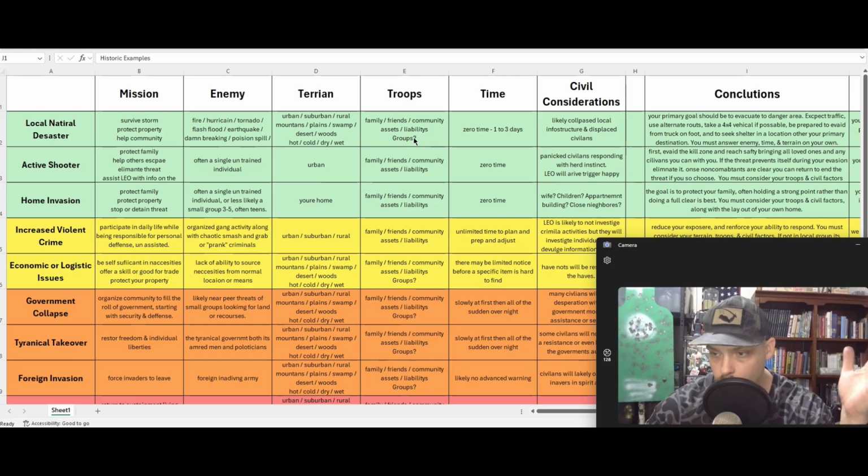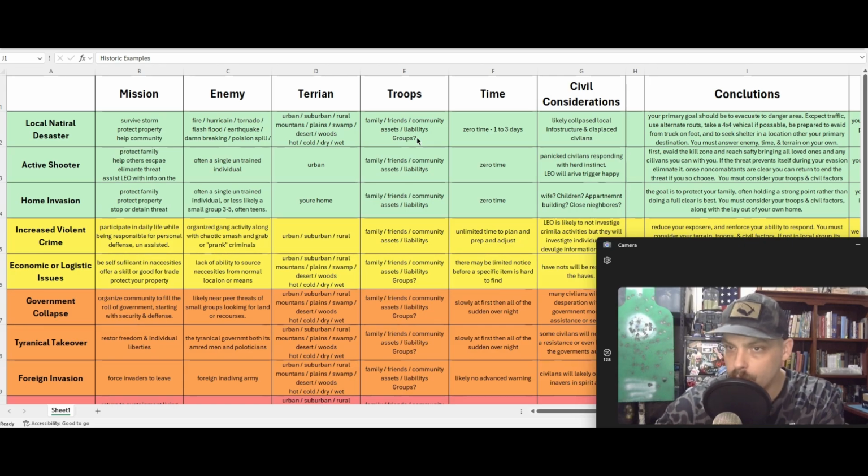And then lastly, if you're a part of any groups, are you a part of any emergency groups, response groups, humanitarian effort groups, mutual defense aid groups, anything like that, right? Could be applicable to your friendly troops section. Time, depending on the natural disaster, we could have anywhere from no time at all to up to 1 to 3 days advanced warning that this is going on.